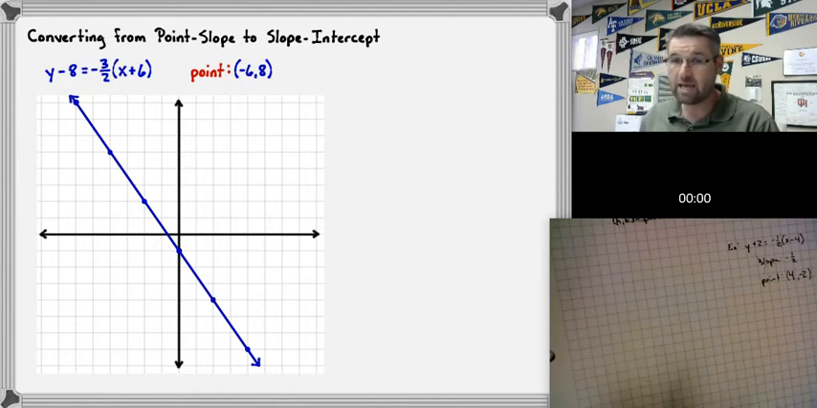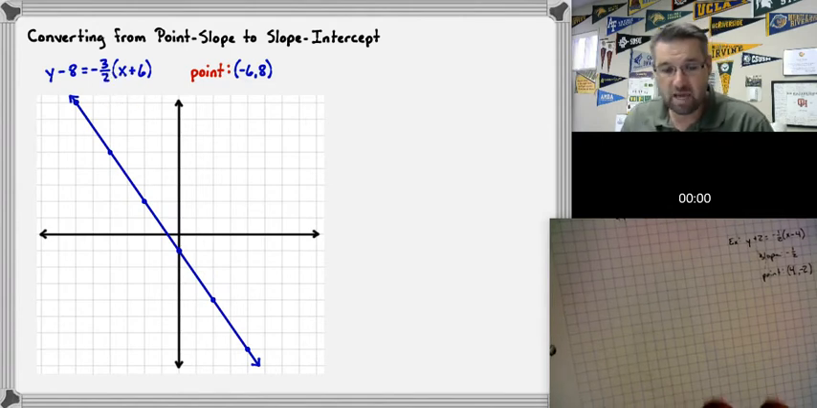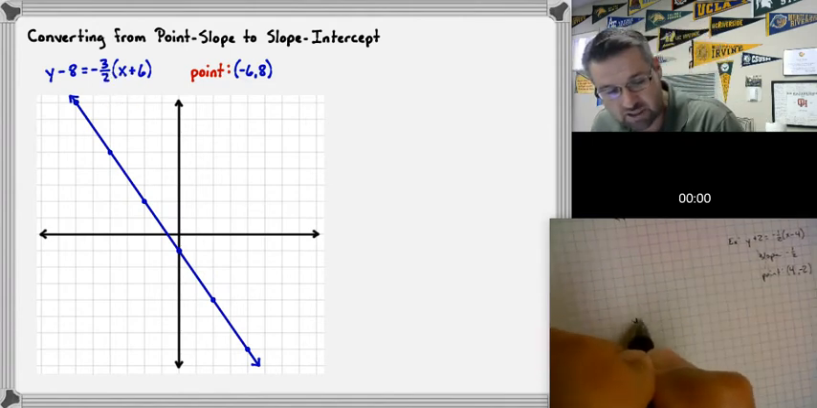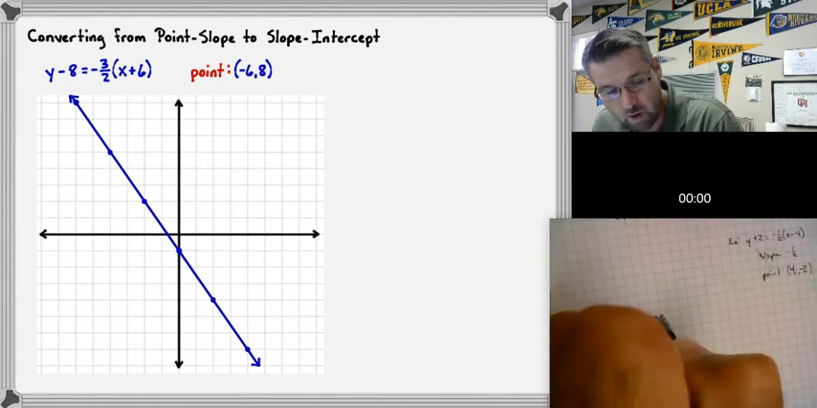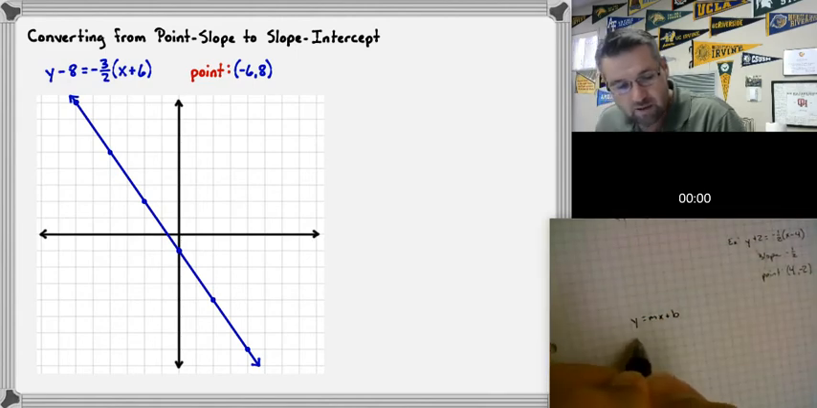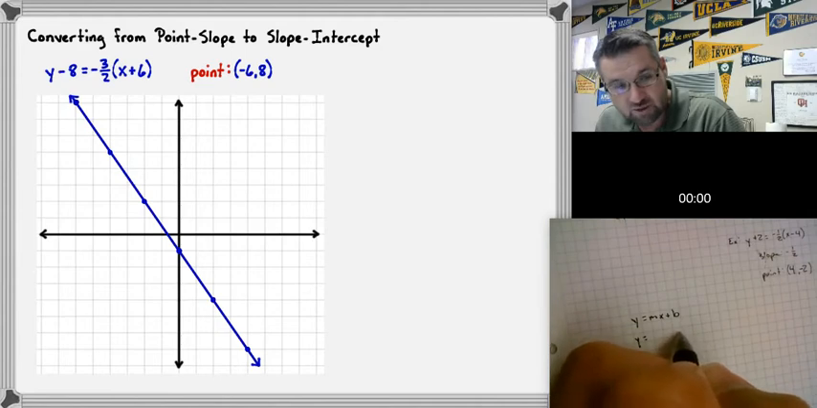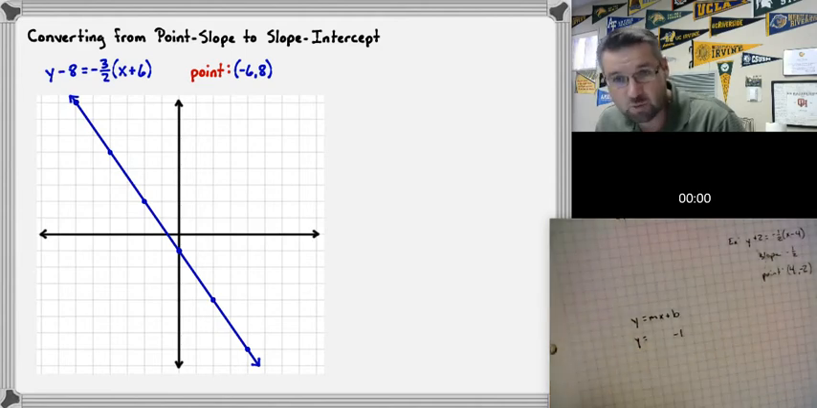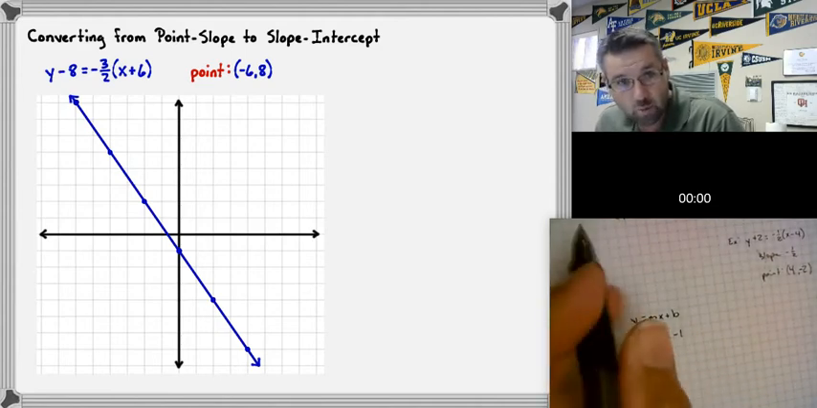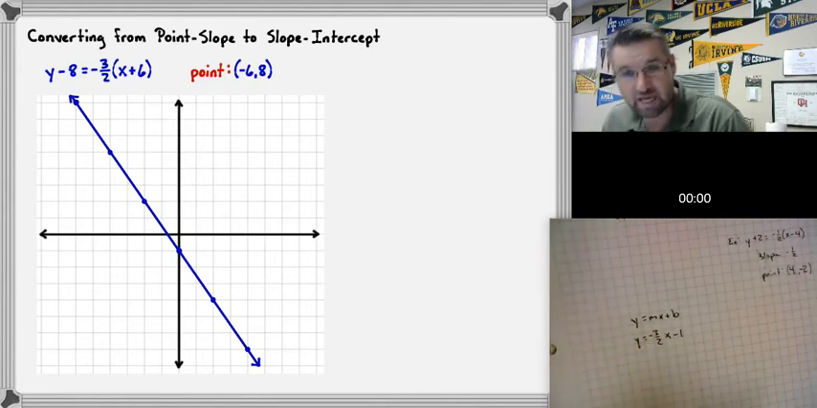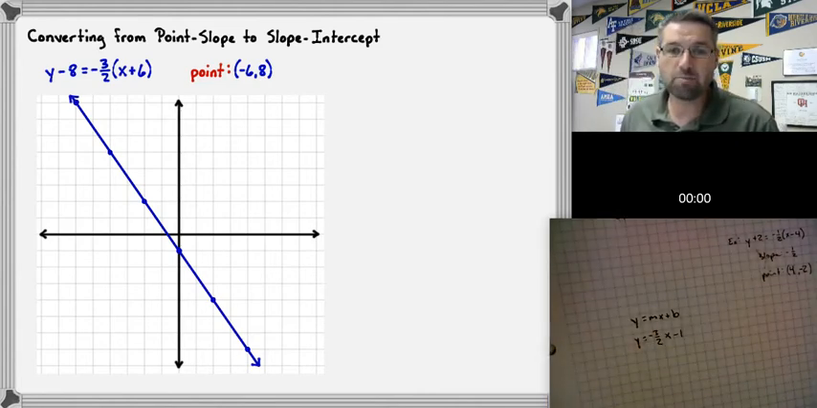Now, we can write an equation straight off of this in slope-intercept form because we see the y-intercept. What's the y-intercept? It's negative 1. And we already know the slope. So I'm just going to write this down: the equation is, remember, y equals mx plus b. We know that the y-intercept is negative 1, so we're going to say minus 1. And then the slope is the same, so negative 3 over 2. So that's our equation.